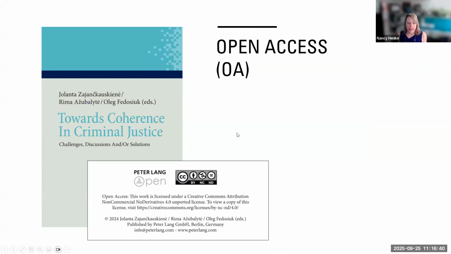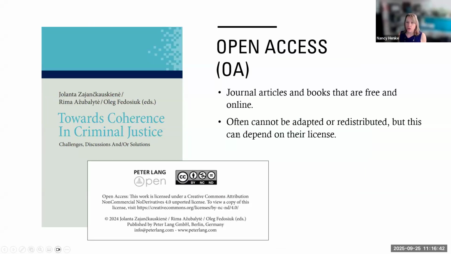So OA tends to refer to journal articles and books that are free and online, but they cannot be adapted or redistributed. Now, the specifics of what you can do depend on the specific license, but I'm going to talk about a representative example of an open access book.